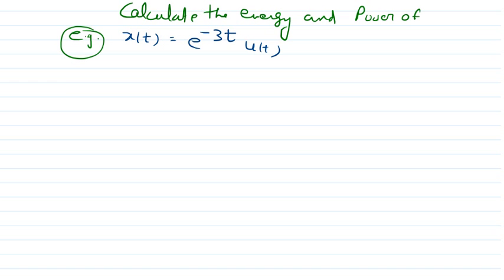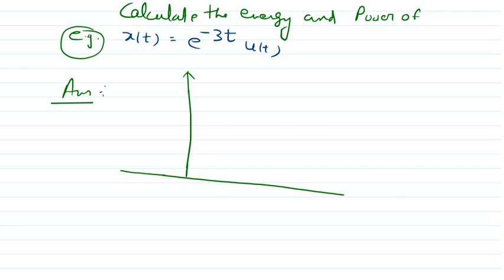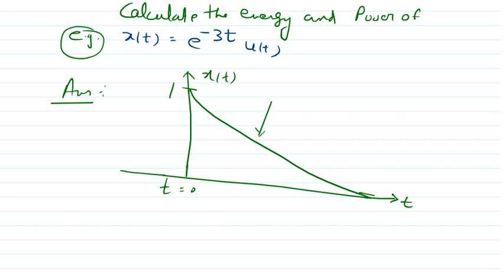So how to calculate the energy? First draw this figure, that is x(t) with respect to t. The figure is like a decaying exponential. At t equals 0, the amplitude is 1. So this is the graph of e raised to the power minus 3t. Basically u(t) equals 1. Let me explain this again.